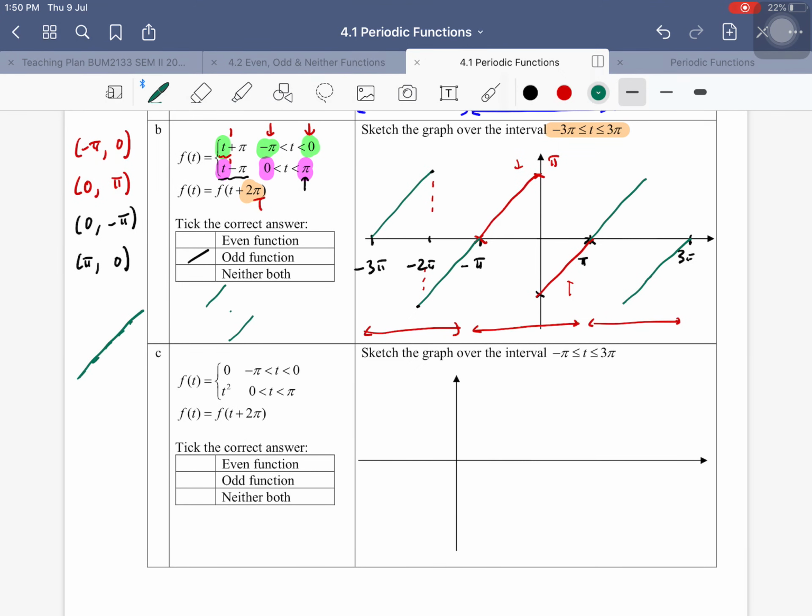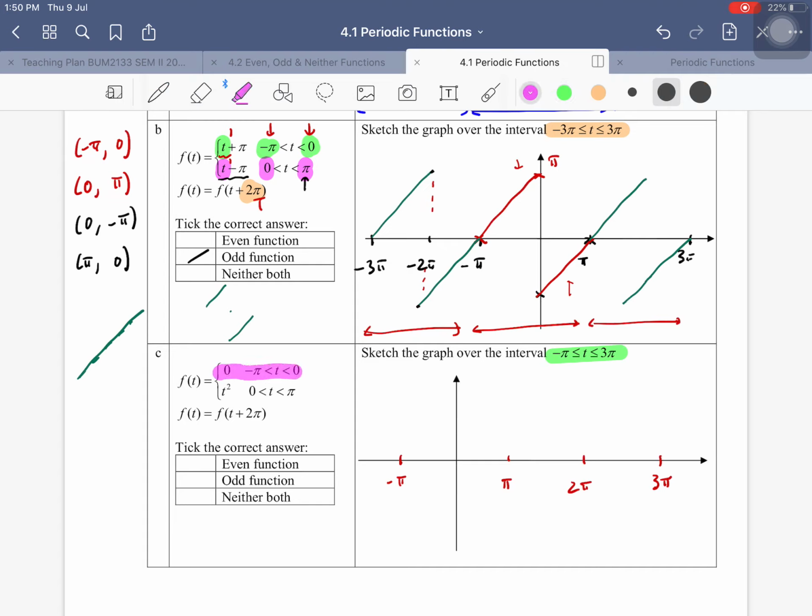So now I'm going to sketch the graph. This is going to be my interval, from negative pi until 3 pi. Let me put the scale first. Negative pi on this side. There goes my pi. And this is going to be 2 pi, and this is going to be 3 pi. Okay, so first of all, I'm going to start with the first function.